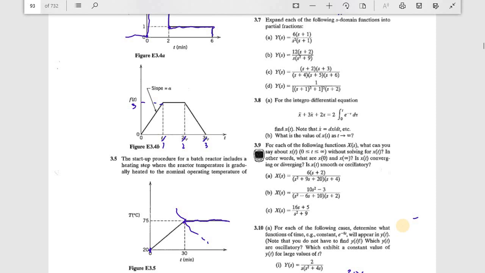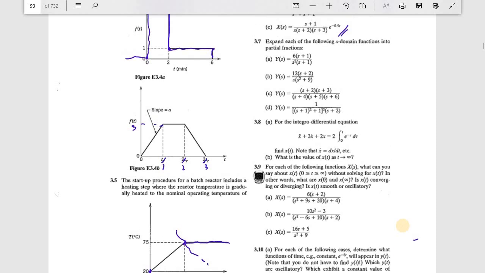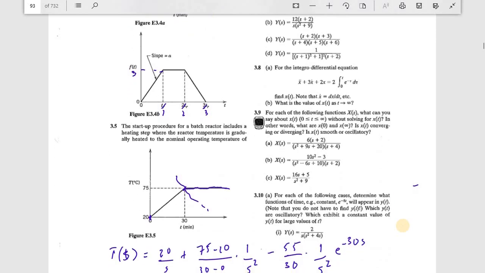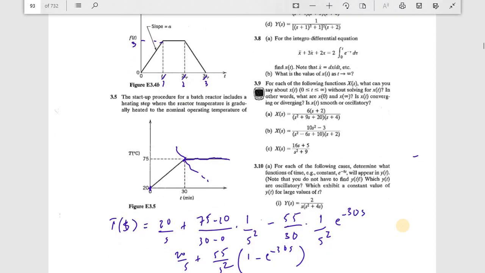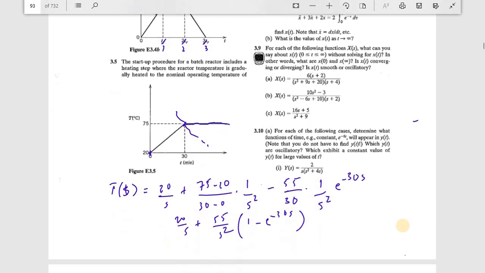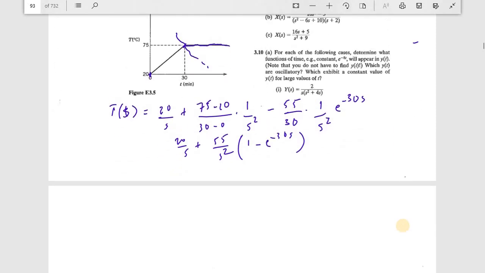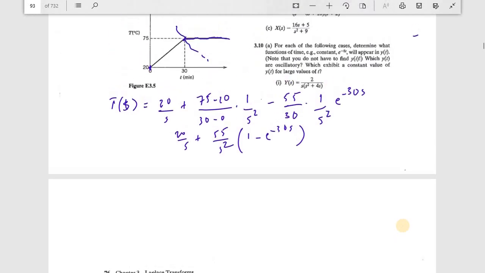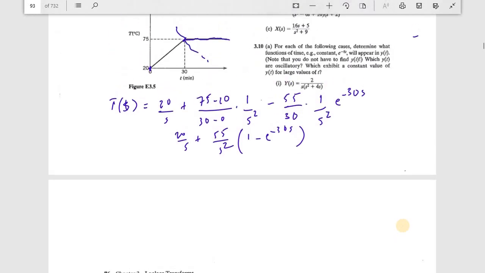Okay, so what do we have here? We have 3.7, and 3.7 says, let me see if I want to solve 3.7. Expand each of the following functions into partial fractions. Again, the same story. So we will not solve 3.7. And for that I'm going to go to, let me see, 3.10. Okay, 3.10 looks good. Okay, so we'll try to solve 3.10.